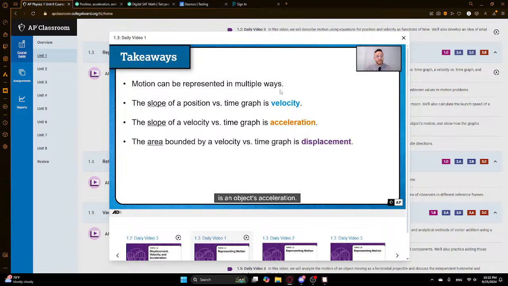Slope of velocity first area did by velocity.